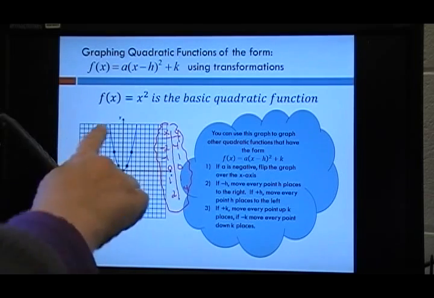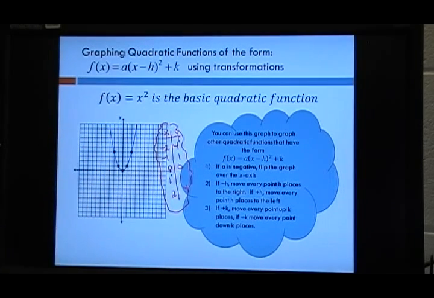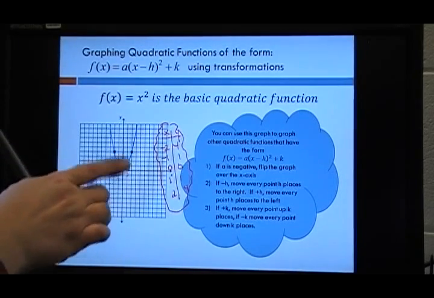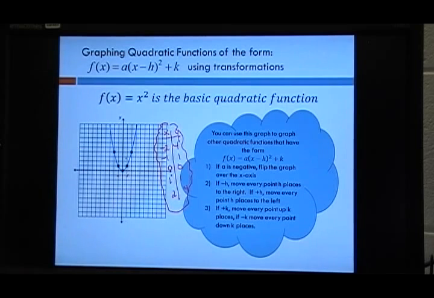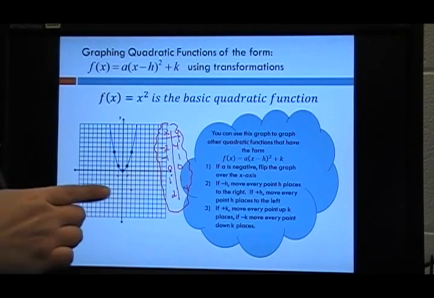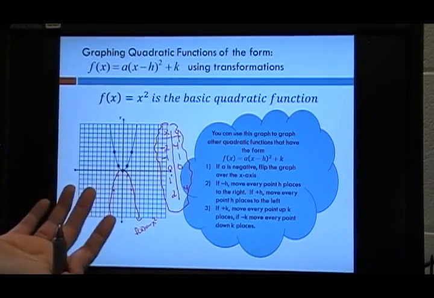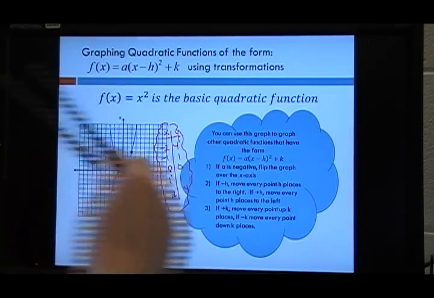So if I take the graph that I see here and I flip it over the x-axis, then this point will be here, this point will be here, this point up at 2, 4 will now be at 2, negative 4, and this point will be here at negative 2, negative 4. Okay? I apologize for my poor graphing, but that is what the graph of f of x equals negative x squared would look like, if you would just take this and flip it over the x-axis.